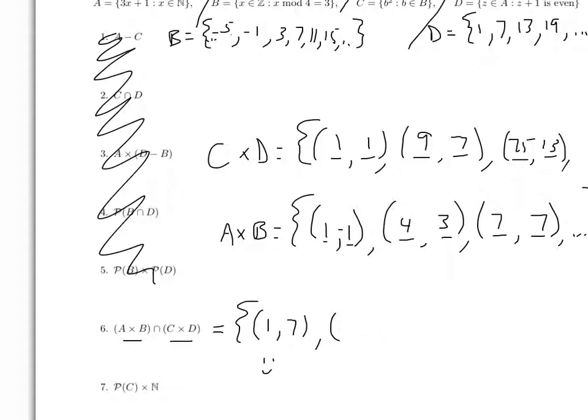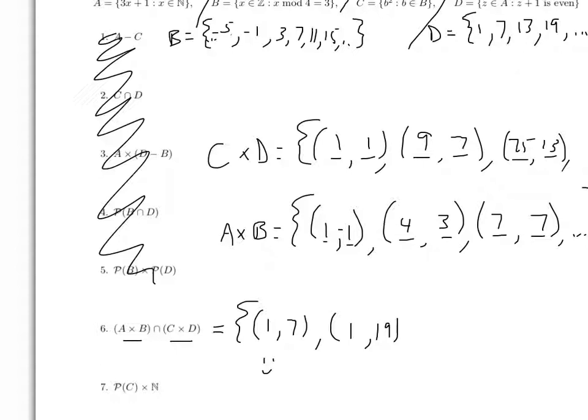So anything with a common 19, the 19 is a possible second coordinate in the C cross D set, and it's a possible second coordinate in the A cross B set. And so I could use 1 again, right? There's no reason I can't reuse the same element.